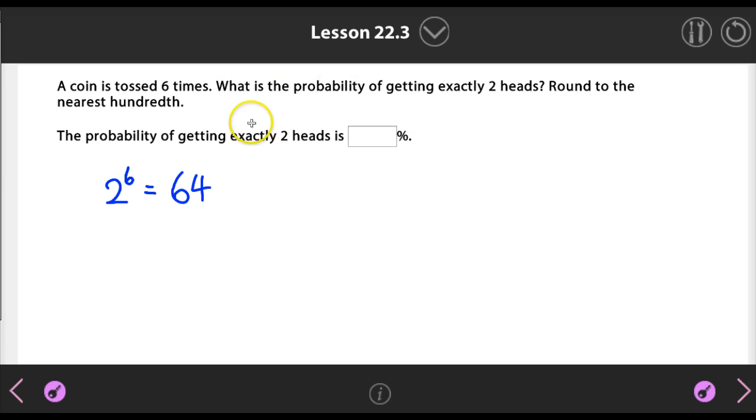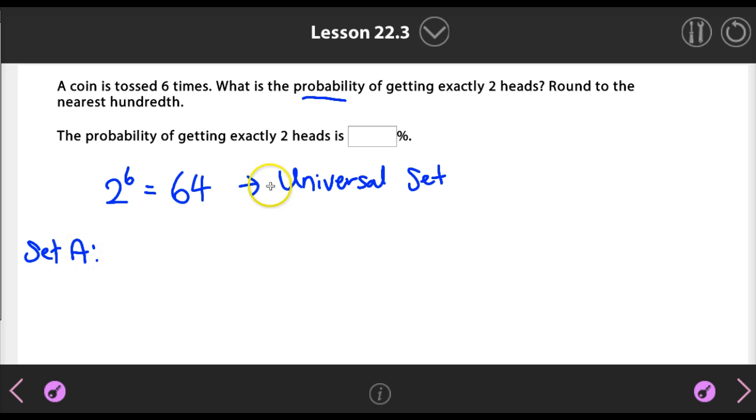Now, that is the universal set, okay? Oh, I forgot to write that first. That is the universal set. That is just randomly, if you toss the coin 6 times, how many different combinations can you get of heads and tails, right? And then now we're looking for the probability of getting exactly what? So now we're looking for set A. And set A is going to be what? The set of getting exactly 2 heads.